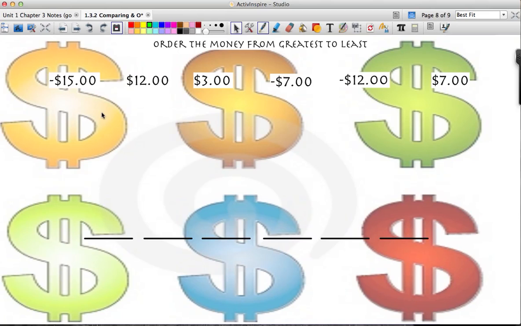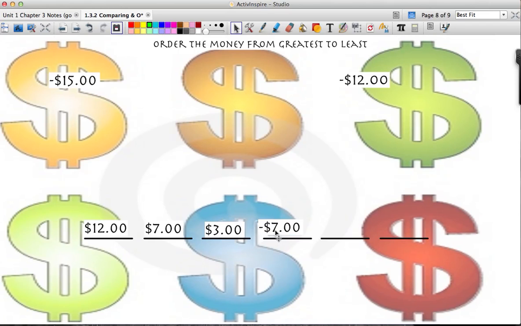All right, so we will try this one more time. Again, I want you to pause and I want you to put them in order from greatest to least this time. And when you come back, we'll go over your answers. All right, so in this case, 12 was the greatest amount of money that we had. And then 7, 3, negative 7, negative 12, and negative 15. So the person who has $12 has more than the person who owes his buddy $15.